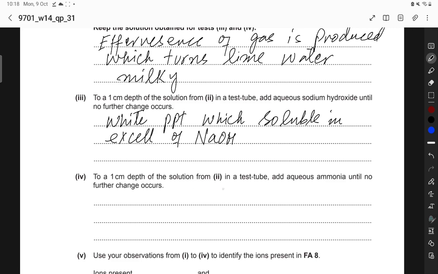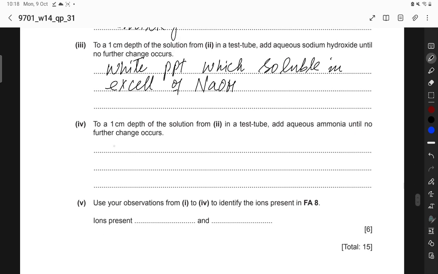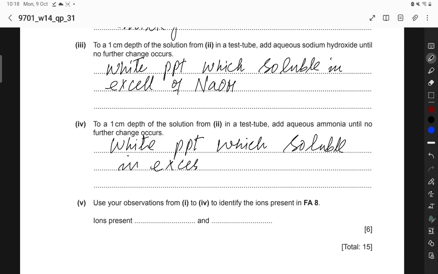To 1 cm depth of solution in a test tube, add aqueous ammonia until no further change. White precipitate which is soluble in excess of ammonia solution.